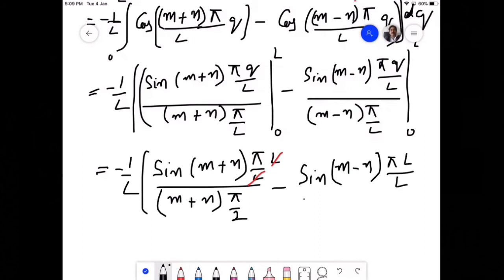Pi, this L will also be cancelled with this L. And (m minus n) pi over. So this L will be cancelled with this L, and that will be 1.